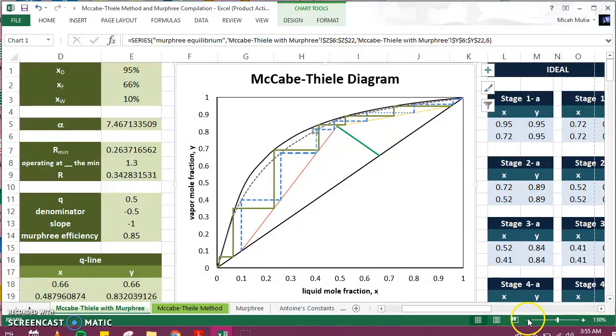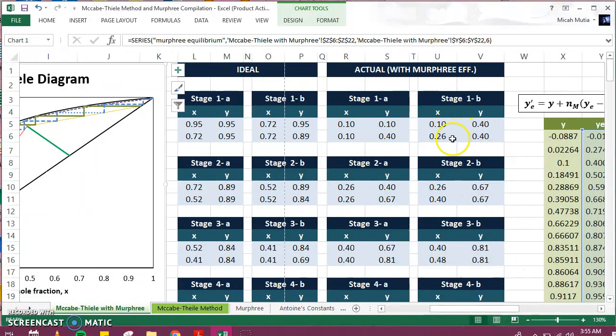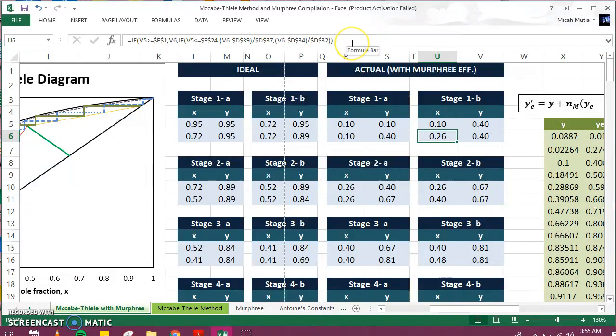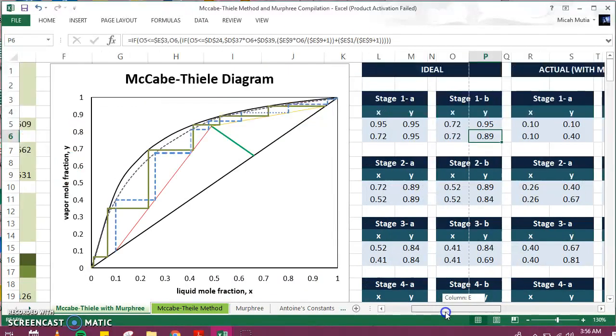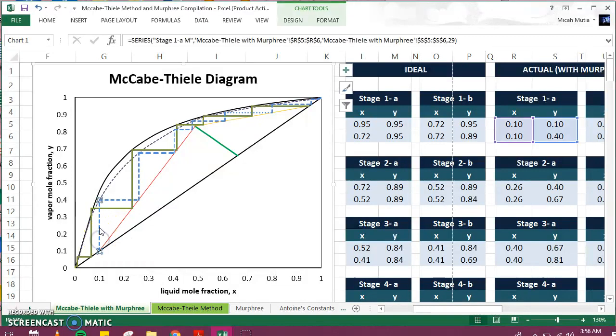In getting the coordinates of the different stages, we can also use the process used in the McCabe-Thiele method. As we can see here, there is also an if statement. Same as in the ideal, the main purpose is to have a continuous graph. This time, we start from the bottom to the top to avoid overlapping of lines for aesthetic purposes. The blue dashed lines represent the actual stages.